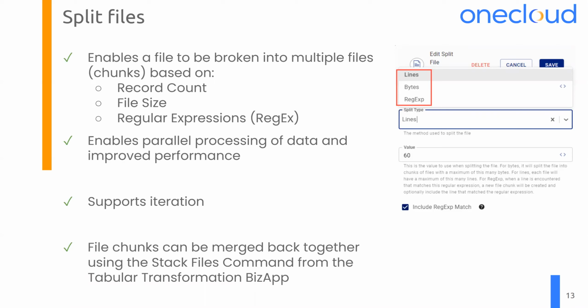A good complementary command to this split files is the tabular transformation stack files. So once you're done processing all the data, let's say that you've produced new data sets with all the transformations applied, you can now stack those files all together again and bring it back into a single data set.